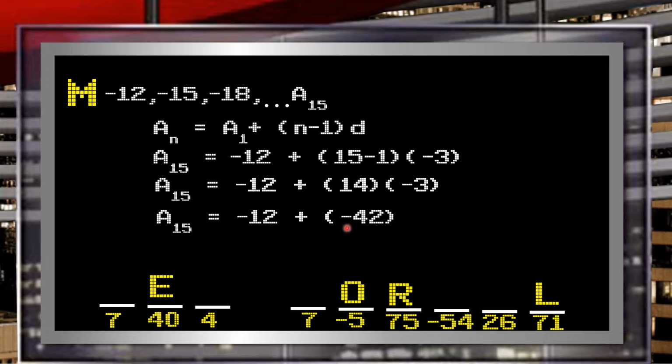Tapos, combine natin sila since pareho silang negative. Negative 12 and negative 42, if we add them, we have negative 54. So, a sub 15 is negative 54. Dito natin ilalagay. Tama ba ang inyong sagot? Very good. Kung hindi naman, meron pa tayong chance na itama or isolve yung mga susunod.